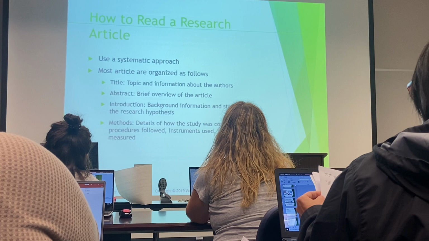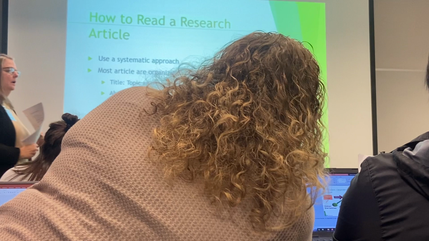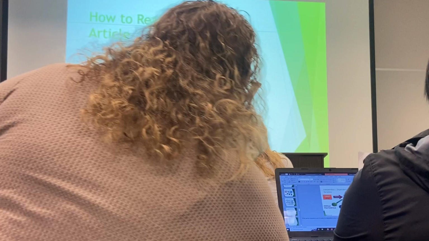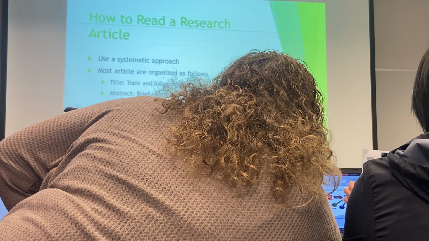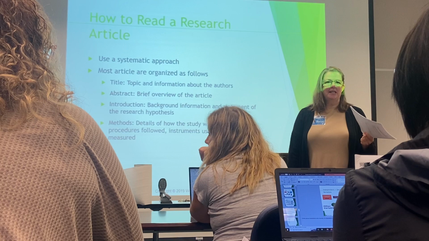So let's look first at the title. What does the title tell you? Can you tell from the title exactly what's going to be covered in the article? Mm-hmm. And then look at your authors. What level of degree do your authors have? A, B, C. Do they? That's what it says. What does it say? It says A, B, C after their names. I have no idea what that stands for. Me either. Elite business.